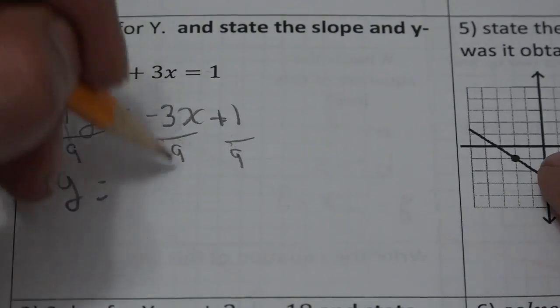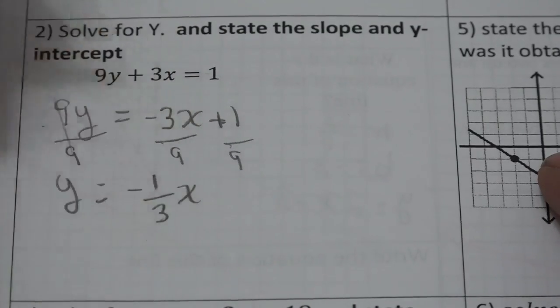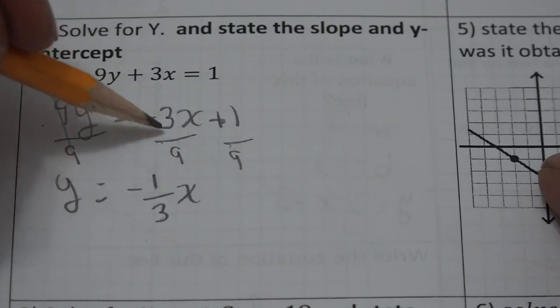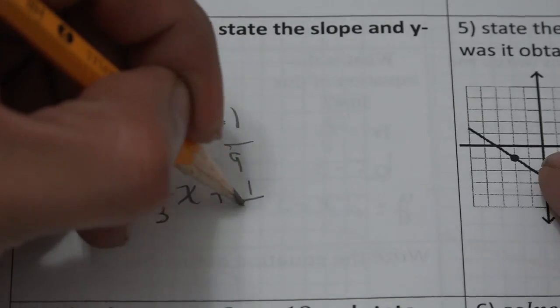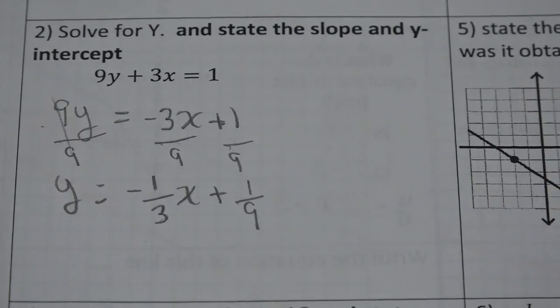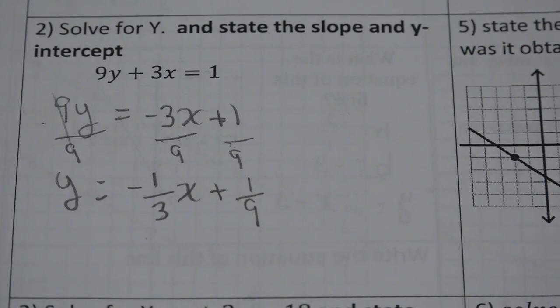Negative 3 over 9, you put this as a fraction in the calculator, and you're going to get negative 1 over 3. Always do that. Always check. If the calculator gives you back the same thing, then you cannot reduce it. Plus 1 over 9. And that's it. Don't tell me you're going to be able to reduce this. All right, cool then.